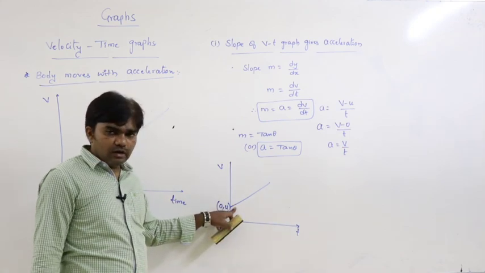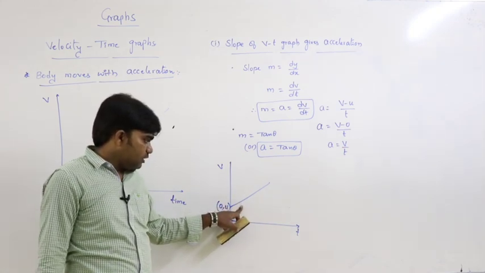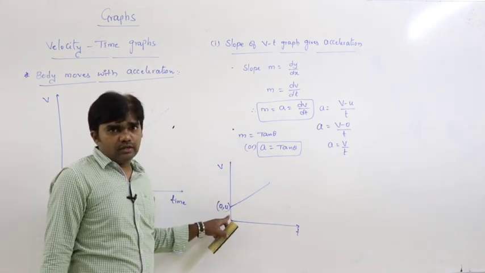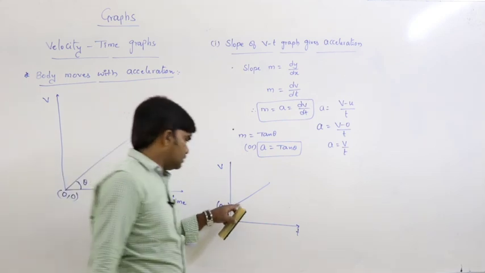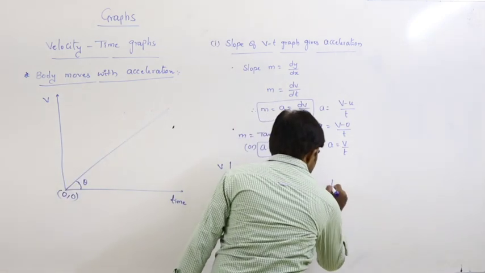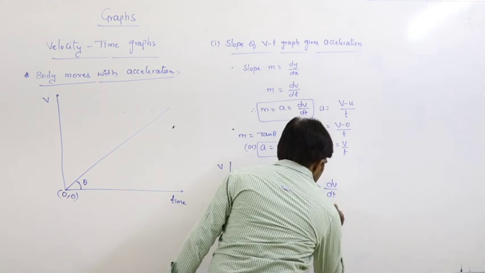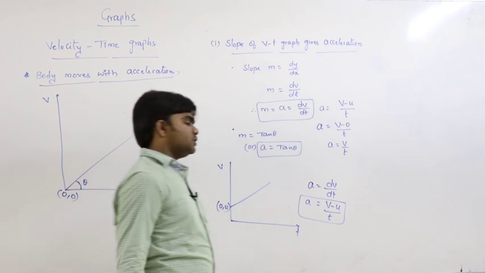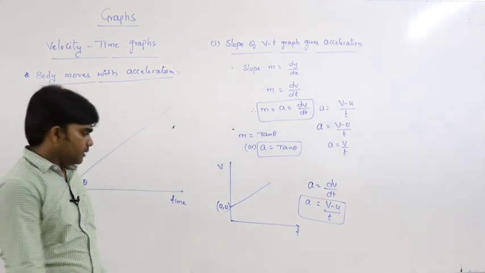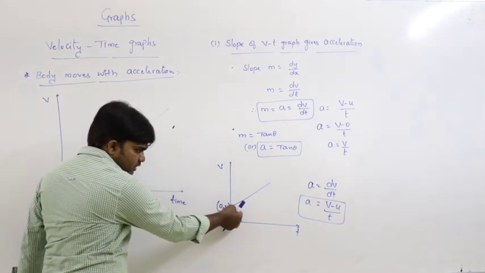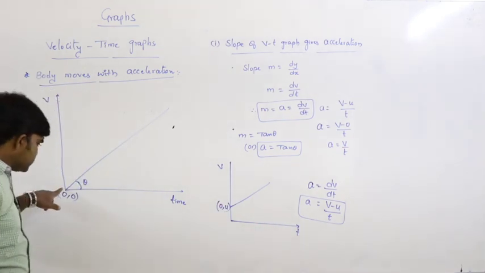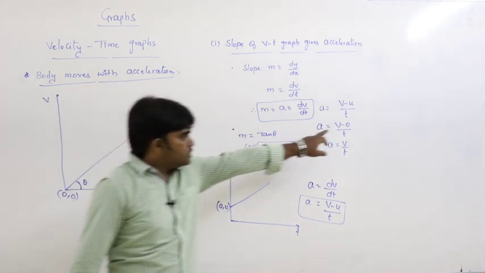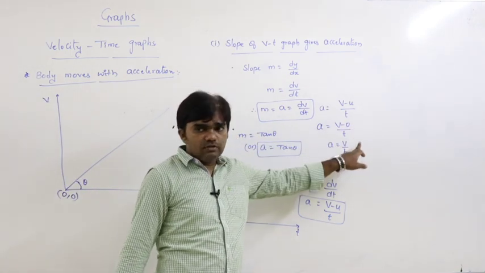So if the graph is drawn like this, here only the x component is 0, which means the y component is not 0 here. Initially it has a certain y component. For this situation, acceleration is equal to dv by dt, that means (v minus u) by t, because initially the body has a certain initial velocity. If the graph starts from the origin, x component 0, y component 0, then I consider the initial velocity 0, and a is equal to v by t.